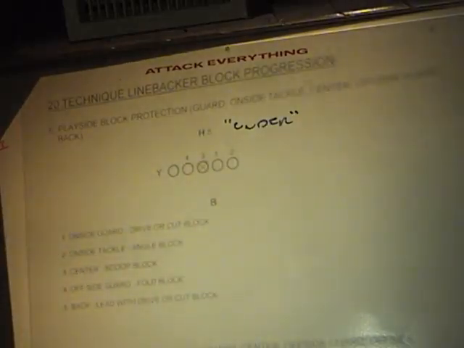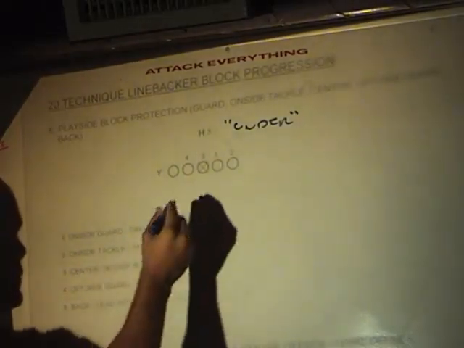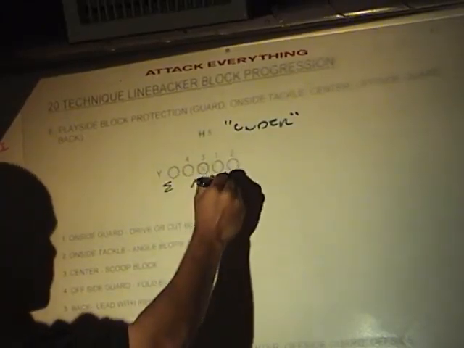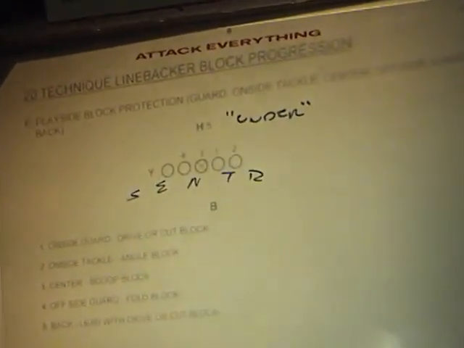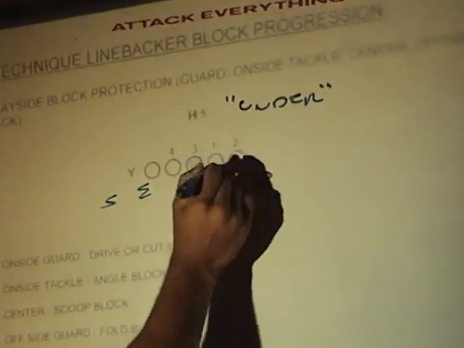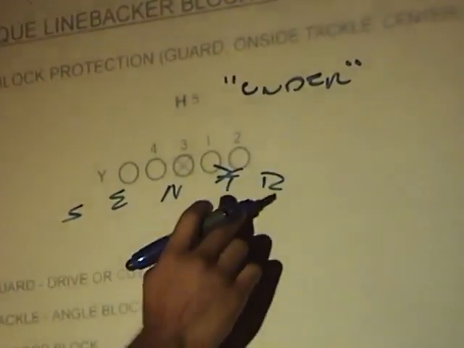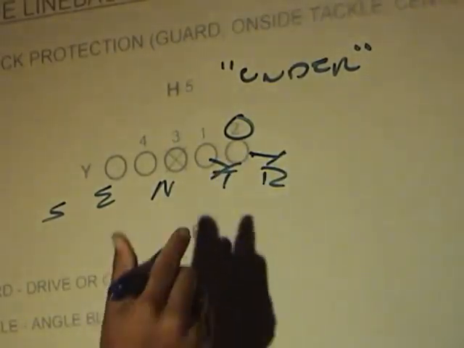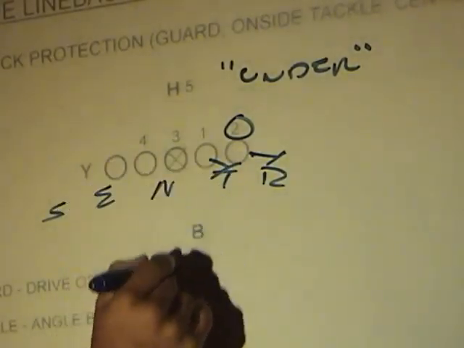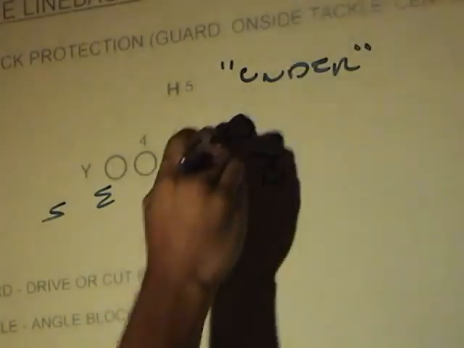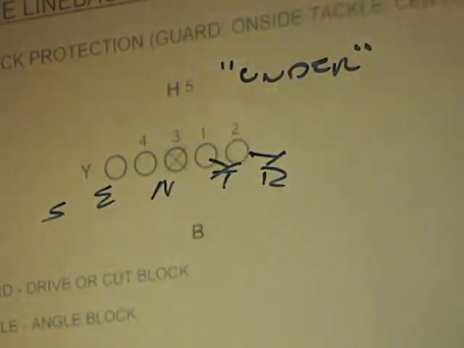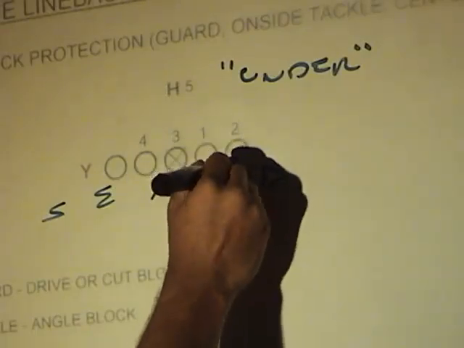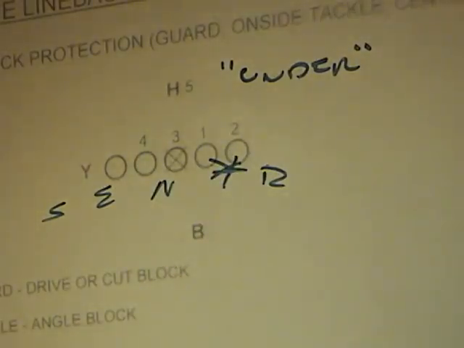Okay. Then the other potential blocks that we can get that are a part of your keys: anytime I get a hat on by the guard on that 3 technique, again, my eyes go to my number 2. I can get a fan, which we just talked about. I'm thinking center to backside fold, okay? Center on the scoop, backside guard or tackle on the fold. I could get, with this block, a double team.